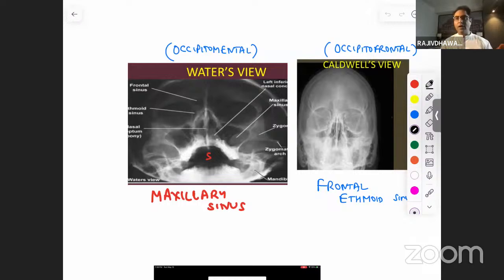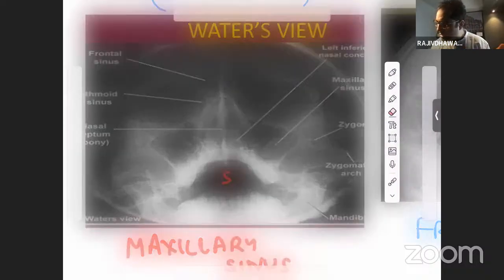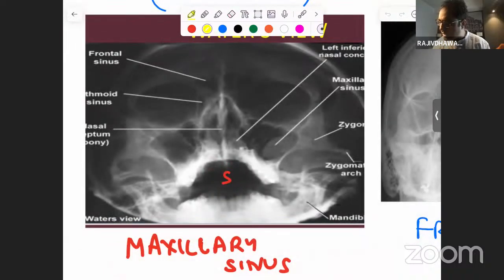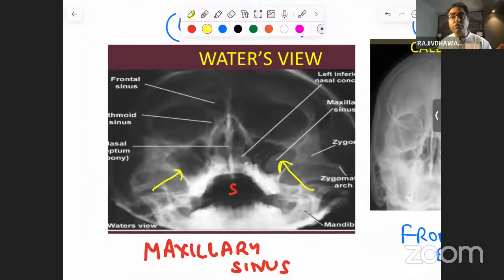Now, which X-ray is Water view and which X-ray is the Caldwell view? Please understand that Water view is the occipitomental view. If any X-ray is showing the maxillary sinus very clearly, it will be Water view. Let me tell you a very, very simple answer. If any X-ray is showing the maxillary sinus very clearly, it is Water view. Technically, Water view is the occipitomental view.